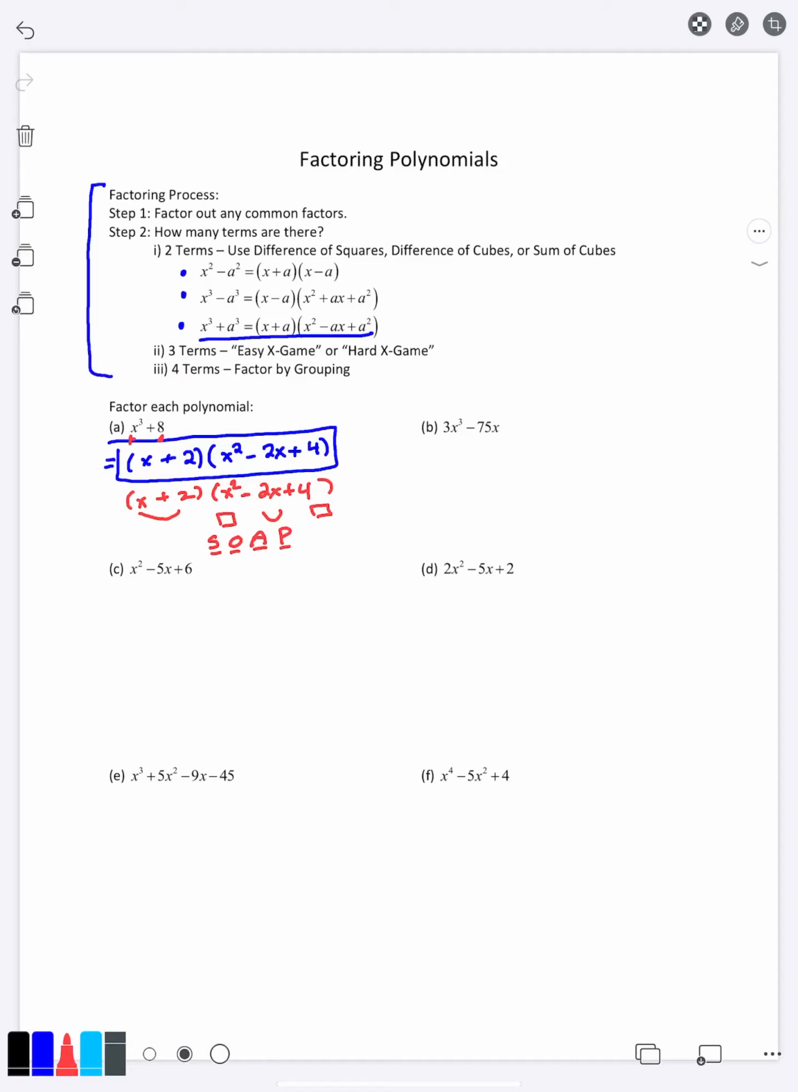The only good thing is that sum and difference of cubes doesn't actually come up that often, so it's not that big of a deal. But definitely something you should be able to handle if you see it.